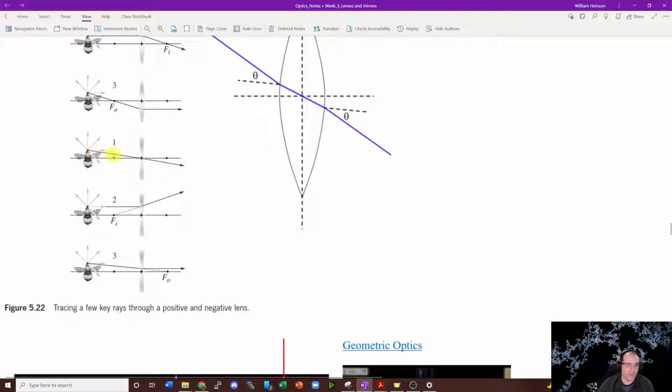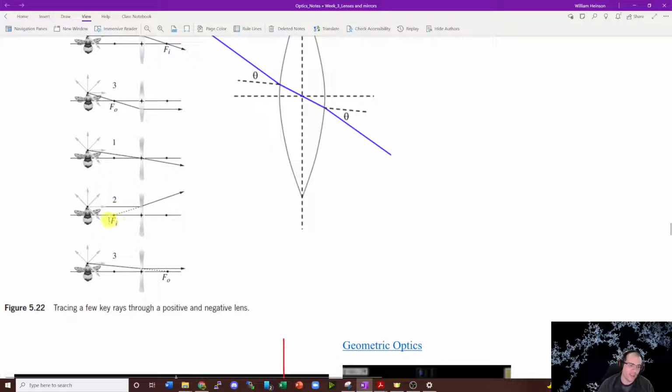Here's the same thing for a concave lens. So send the first one through the center, no deviation, just goes right through. Now, when we have a diverging lens, it diverges, but the back trail is going to go through here, f of I. So you see it's a negative lens, right? So f of I on a diverging lens is negative.